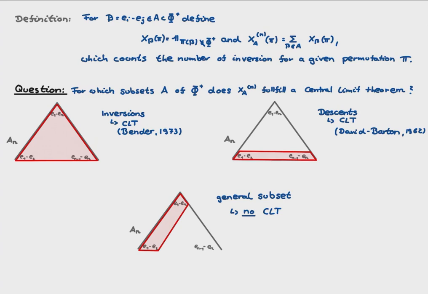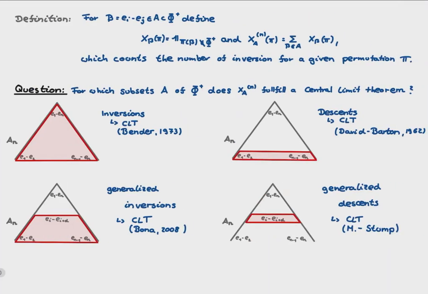So, the first step we took for generalization is taking all roots up to a given height, or taking just one complete row of roots at a given height. For the first case, we call it the generalized inversions. A CLT was proven by Bohner, for example. And the second case, which we call generalized descents, is currently joint work with Christian Stump.